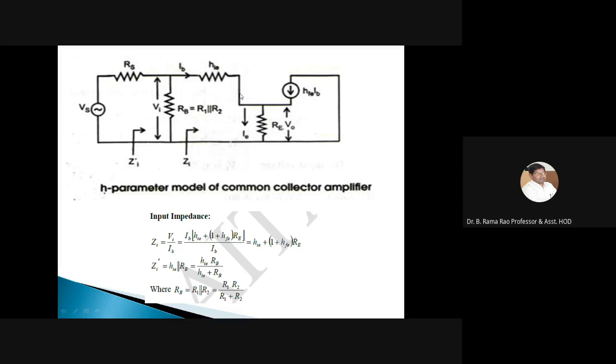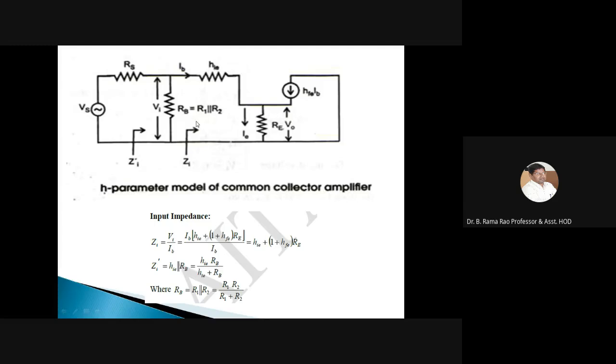If it is the exact model, there is an HR into VCE, and there is an HOE. These are very small compared with the other parameters. We have neglected this HRE and this HOE, so we can redraw this one. We have considered the RE as it is.